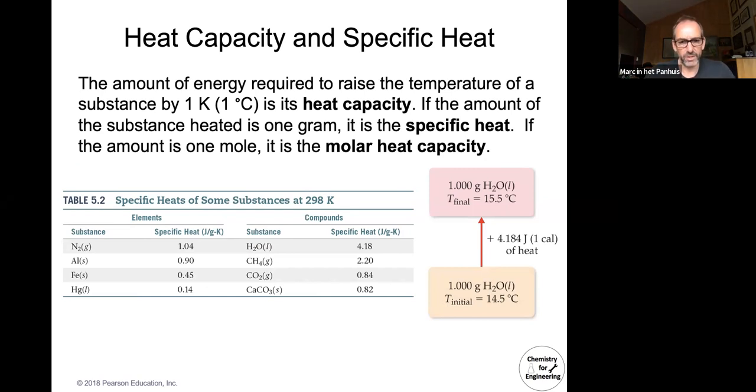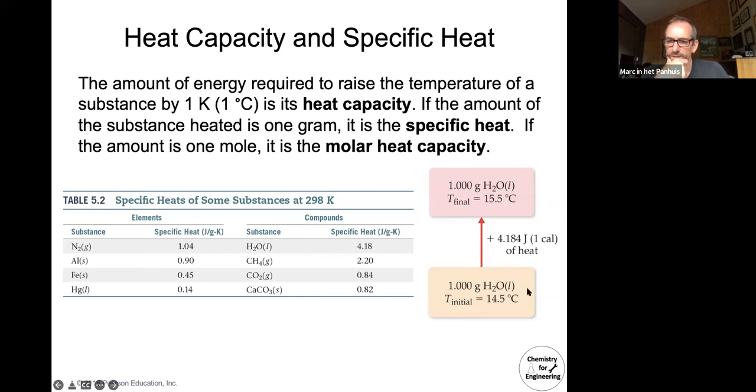There are various ones available. Water is one that we can use a lot. It has a specific heat capacity of 4.18 joules per gram per Kelvin. That means if you want to raise the temperature of 1 gram of water by 1 degree, either centigrade or Kelvin, you need 4.18 joules.